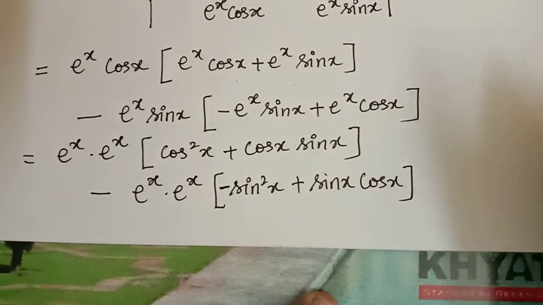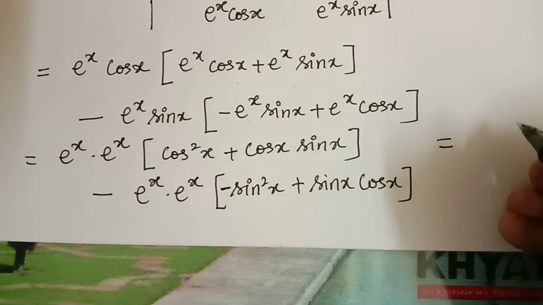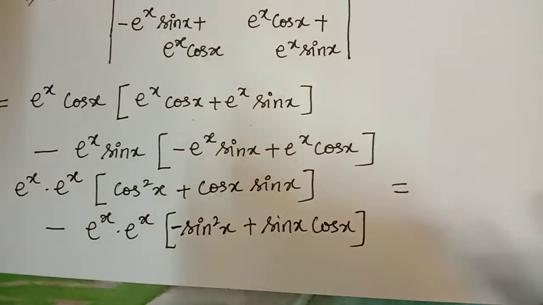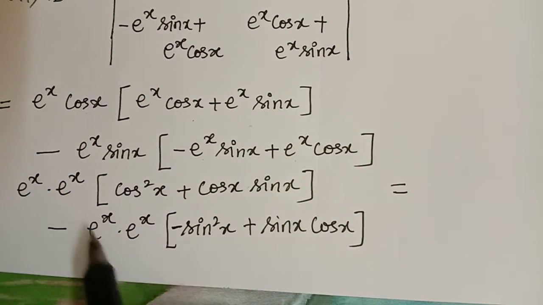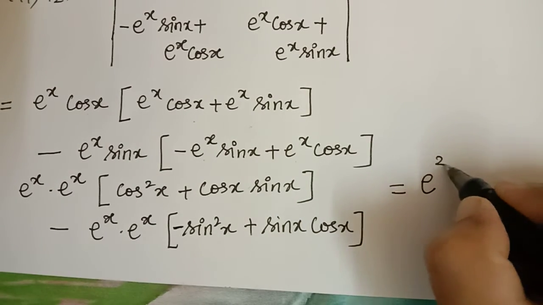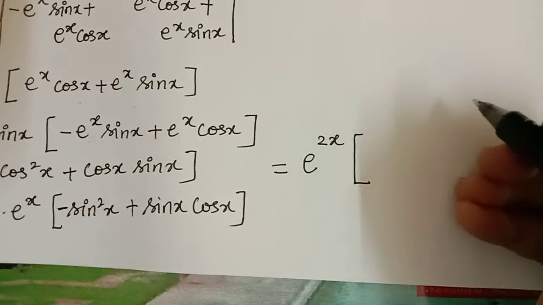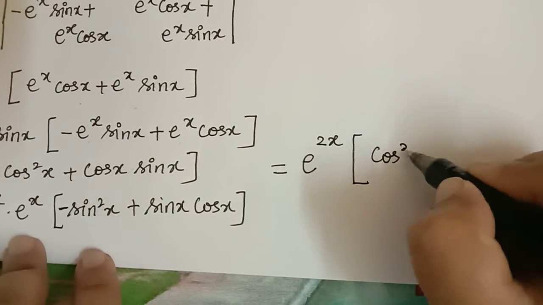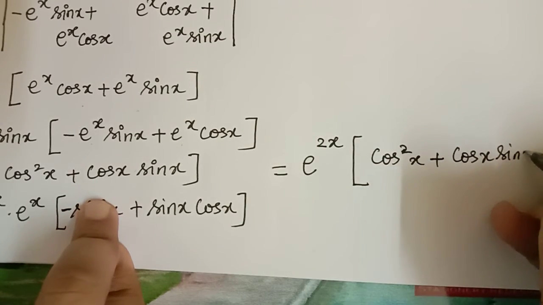When we simplify, we get, I will write it here, e power x into e power x is e power 2x, and it is common in both of these places. So we can take it common outside. So e power 2x multiplied with cos squared x plus cos x sin x.